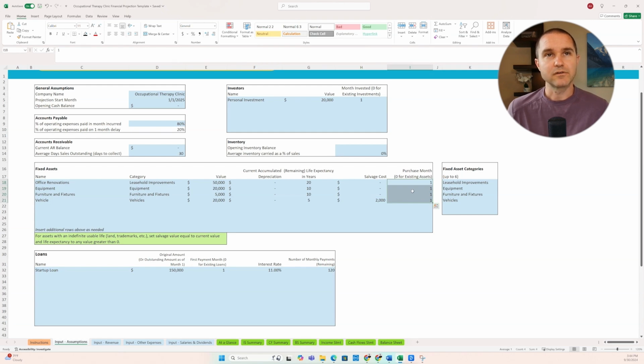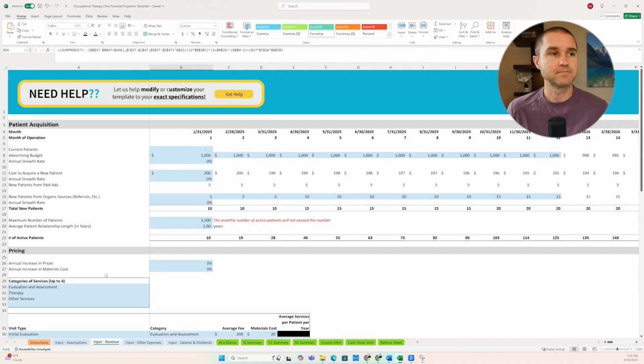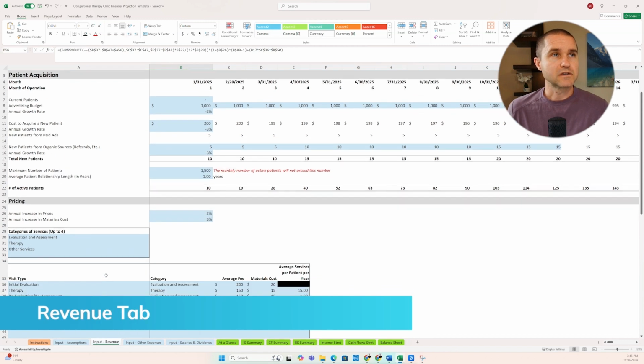And then what month you're going to purchase the asset. So we're going to say we're going to purchase these all in month 1. And then let's say we're looking for a SBA loan for $150,000 to help us with the startup costs as well as for working capital and just operating expenses during that first year as we're ramping up. So we've got a $150,000 loan at 11% interest over a 120-month term or a 10-year term. Okay, let's move on to the revenue tab.